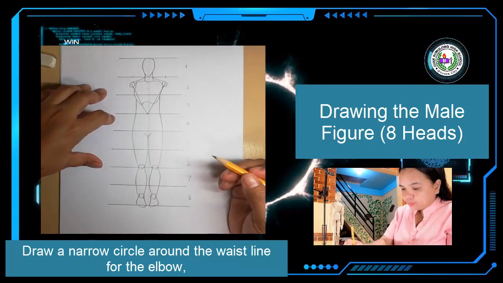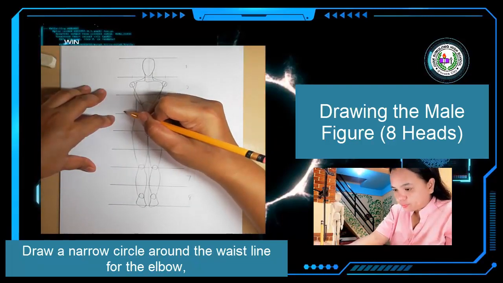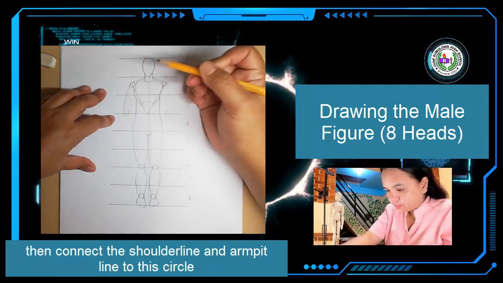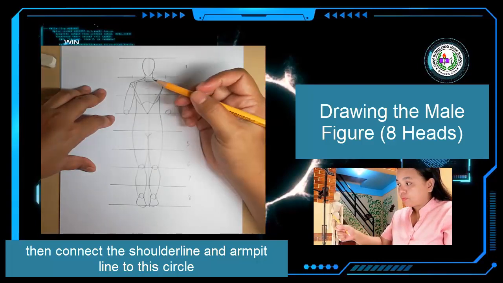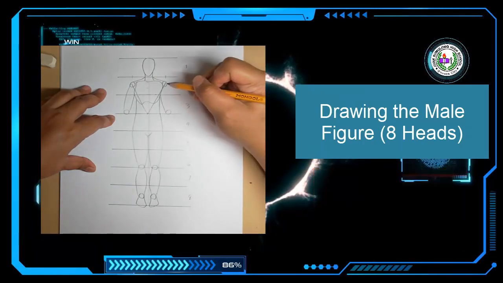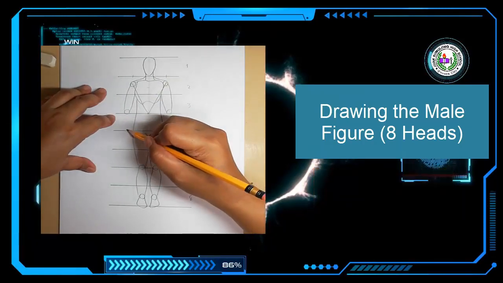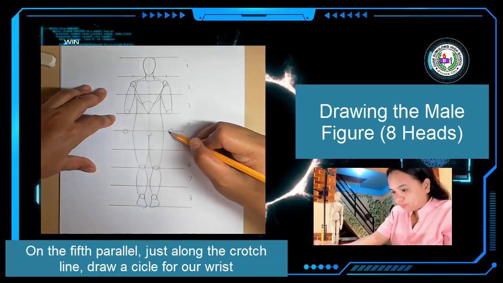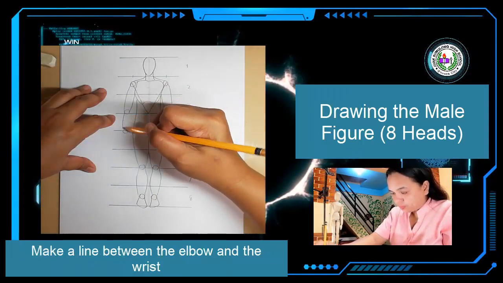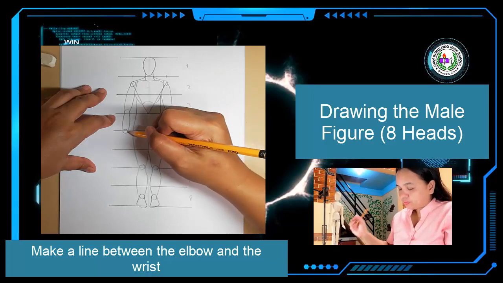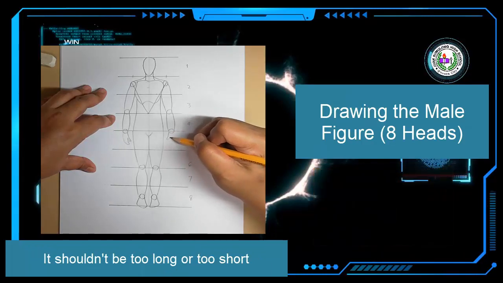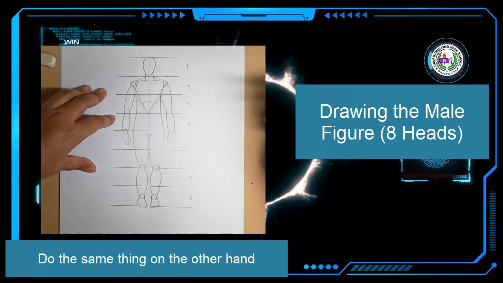Draw a narrow circle around the waistline for the elbow. Then connect the shoulder line and armpit line to this circle. On the 5th parallel, just along the crotch line, draw a circle for our wrist. Make a line between the elbow and the wrist. The hand is either half or 3/4 the size of the head. It shouldn't be too long or too short. Do the same thing on the other hand.